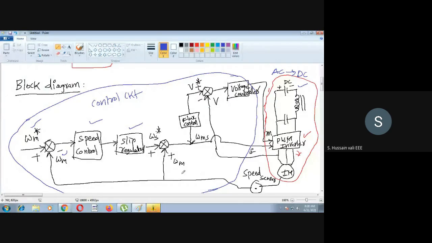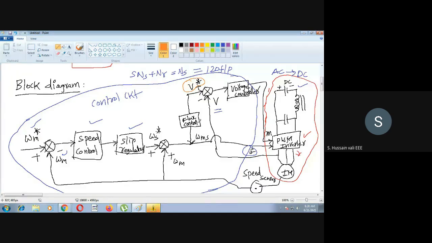From the slip value, I have already told you that the slip speed ns plus nr is nothing but ns. This we have already seen. Then ns can be written as 120 f by p. So you will get the frequency here, f, based upon this ns only. Then you have this voltage; you take the feedback here. I have taken v as the feedback here, the voltage. Then that voltage will be compared with the reference voltage.